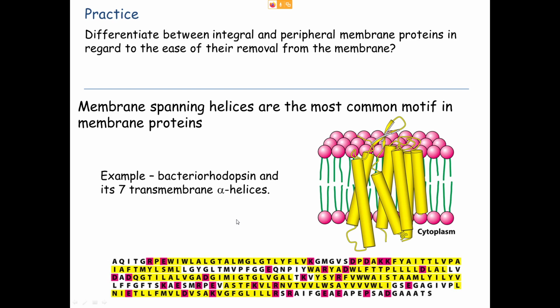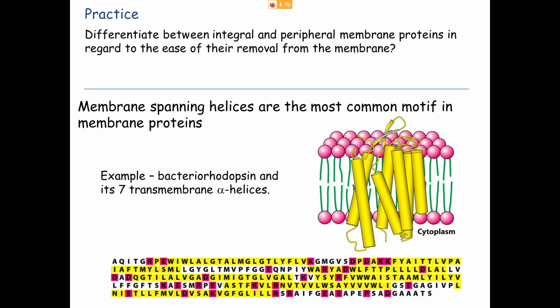Right? So it anchors this alpha helix to each side of the membrane as well, so it doesn't move. So all 7 of these put together, this protein stays put where it is in the membrane. It doesn't bob up and down like it's floating. Right? It's fixed in the membrane. Okay? So let's answer our question at the top about integral and peripheral proteins.